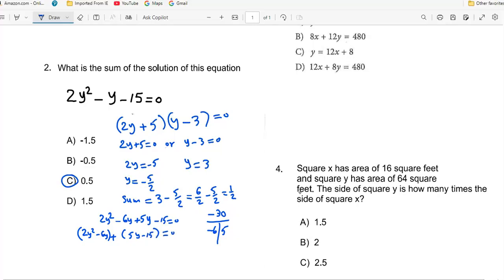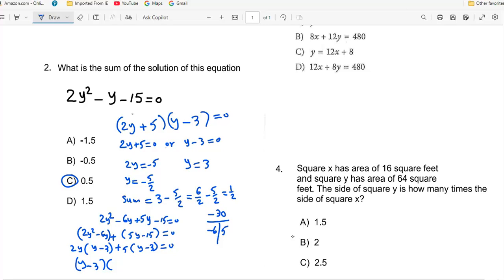I'm going to factor out 2y from the first group, and by using the distributive property, that will be y minus 3. From the second group, I'm going to factor out just 5. I'm going to get, using the distributive property, y minus 3. Now I see something common between these two groups, which is y minus 3. So I'm going to factor out y minus 3 and open another parenthesis.